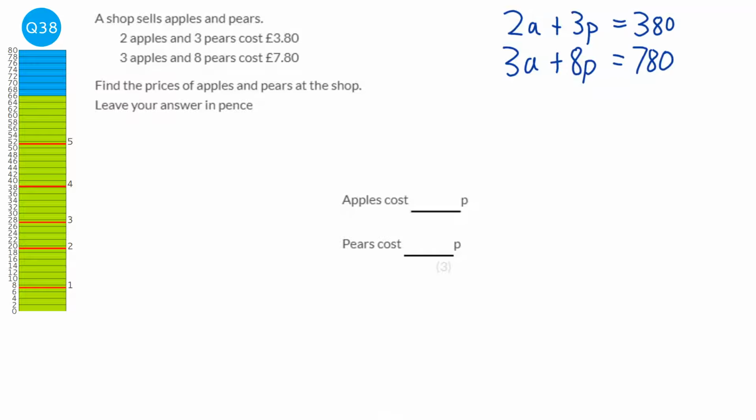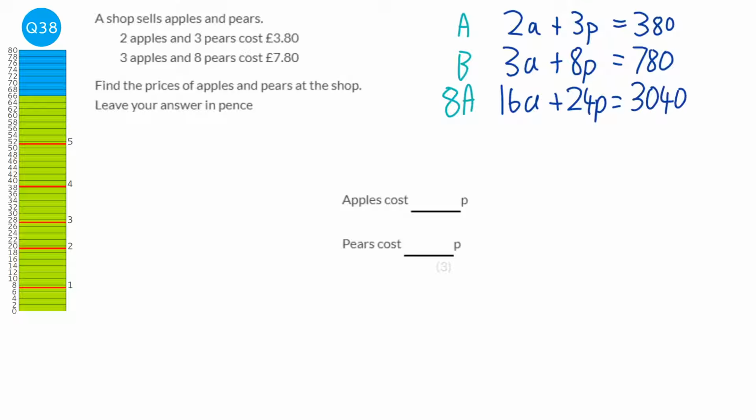And what some people do is they just label this A and this B. And so what we're going to do here is multiply everything in equation A by 8, so that this becomes 24p. So it's going to become 8a. And so we're going to times the 2a by 8, which will be 16a plus 24p. And 380 times 8 is 3040.